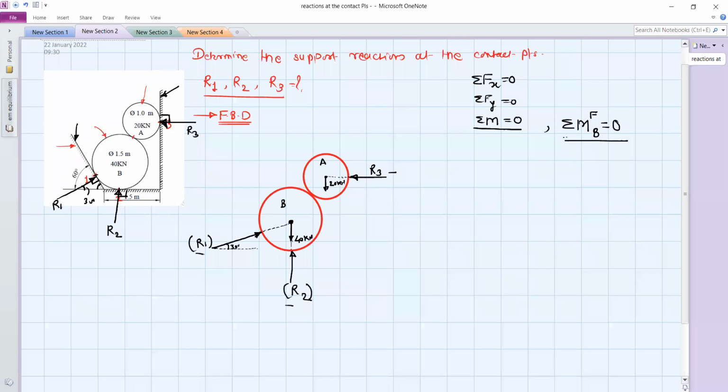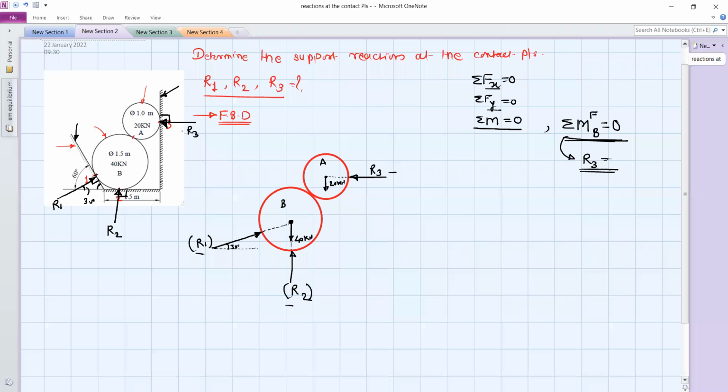So this single equation, that is summation of moment, will directly give the value of the reaction R3. After that, to find the reactions R1 and R2, you can use summation Fx and summation Fy. To use this equation, we must have the perpendicular distance of reaction R3 from the point B, and it is not given in the problem.